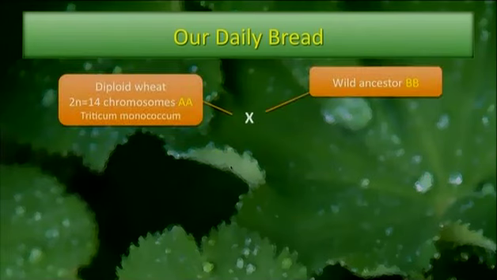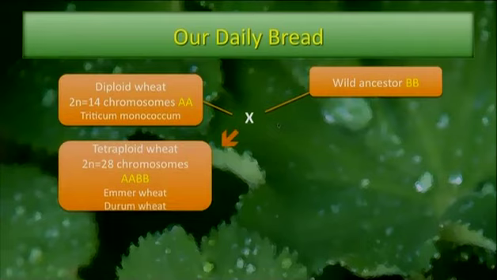You have a diploid wheat with 14 chromosomes, the wild ancestor with other chromosomes. So what you ended up with is polyploidy occurring in the hybrid. What you ended up with was a tetraploid wheat that had 4 sets of chromosomes. And this led to emmer wheat and durum wheat.